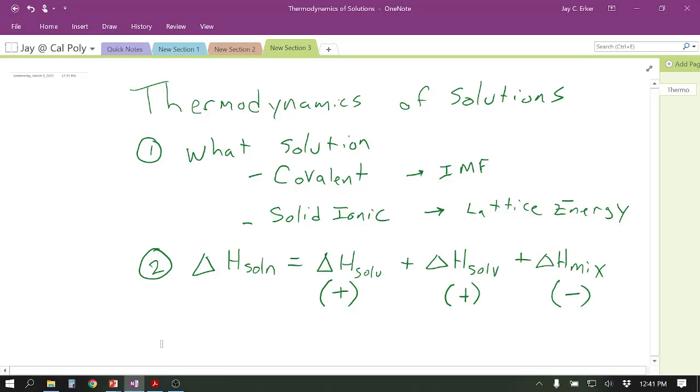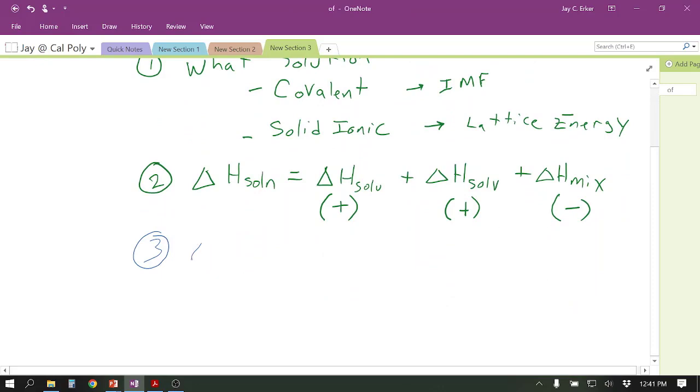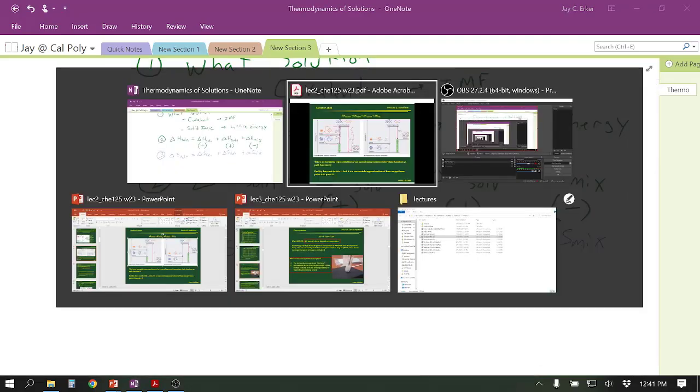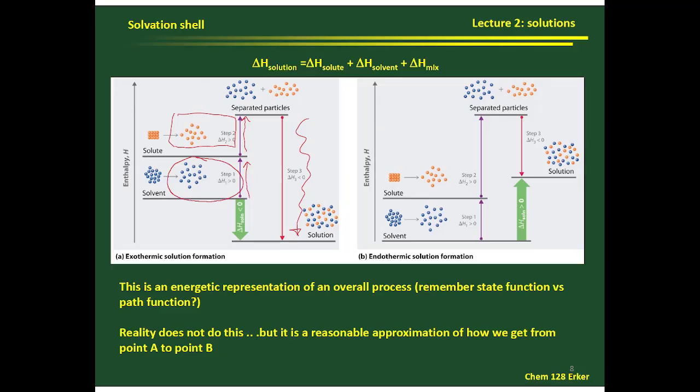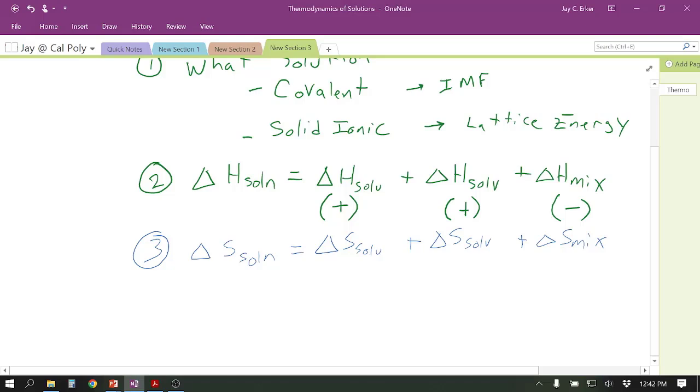We can do the same type of thinking with our delta S of solution. Where again, we're going to have our delta S of solute, our delta S of solvent, and our delta S of mix. Again, looking at this picture, we can see that the process for making space between the solvent and making space between the solute, those are both going to be an increase in entropy because we're pushing particles away from each other. We're giving them more ways to rearrange. So these first two are always an increase in entropy.